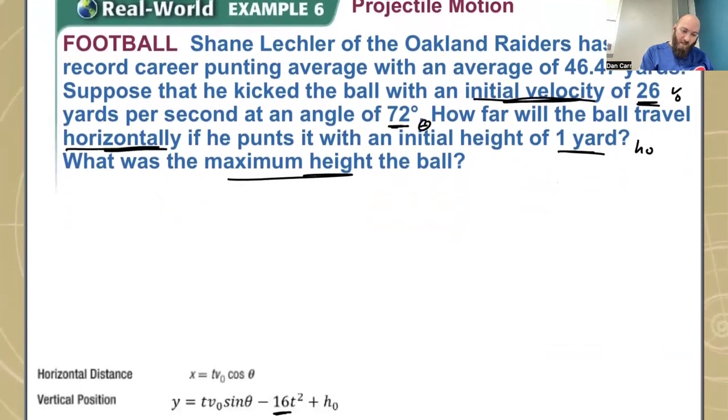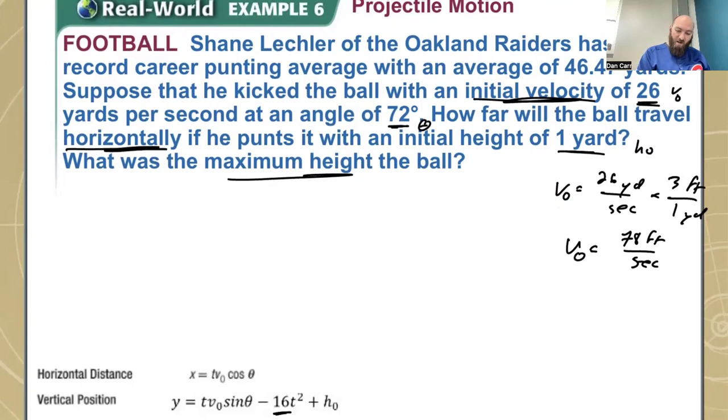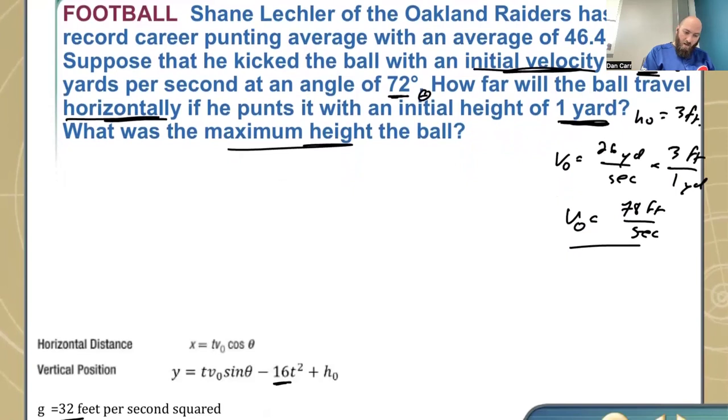So start with that. I'm going to say my initial velocity is going to be, instead of 26 yards per second, we're going to multiply that by 3 feet in 1 yard so that we can have an initial velocity of 78 feet per second. Okay, so that means I have that for my initial velocity. My initial height is 1 yard, so that's going to be 3 feet when we work through this. Okay, so in this scenario, we're going to look at how far the ball travels horizontally if he punts it with an initial height of 1 yard.